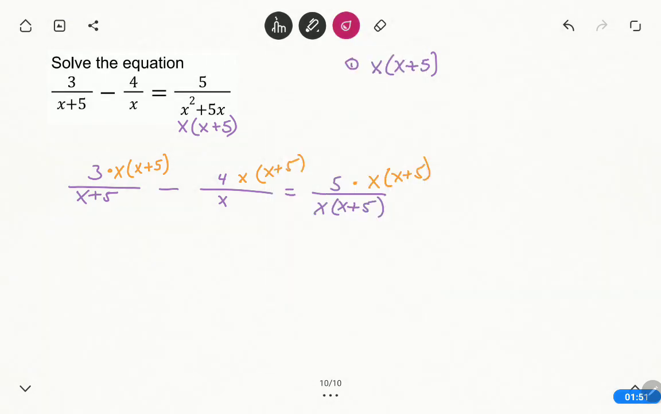As I go through and do this, the x plus 5s here will cancel, leaving me with 3x. The x's will cancel in the middle fraction, leaving me with minus 4 times x plus 5. And in the third fraction, the x's cancel, so do the x plus 5s. So we're left with just 5.